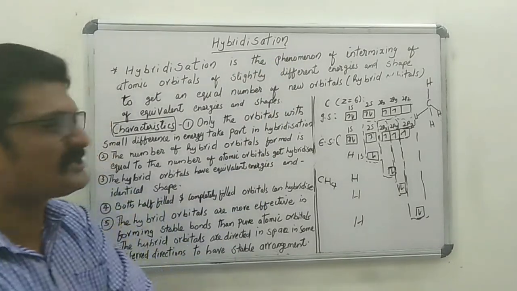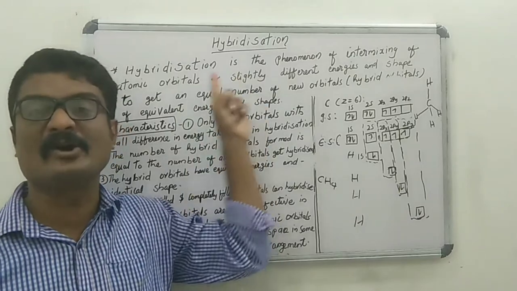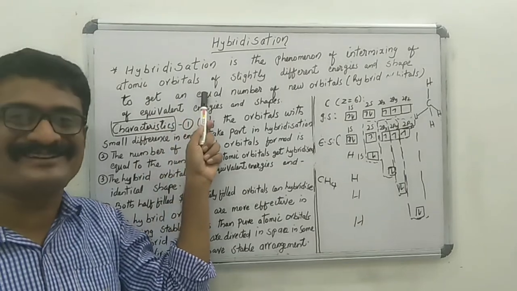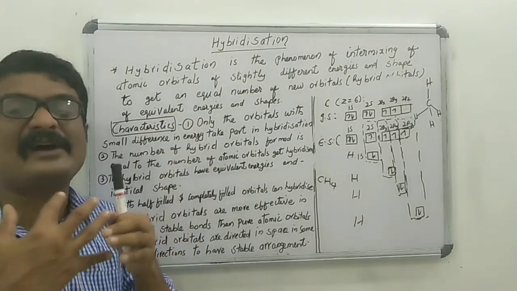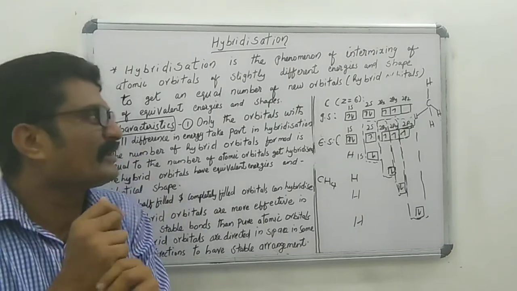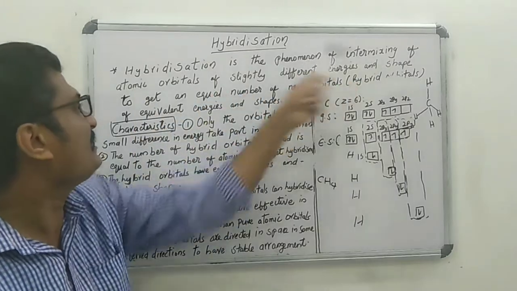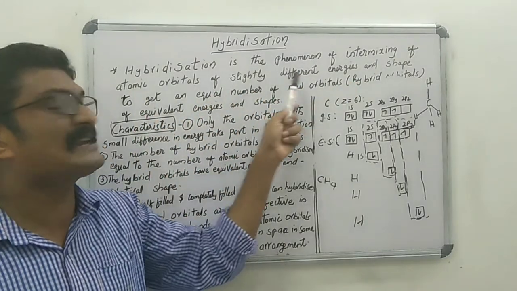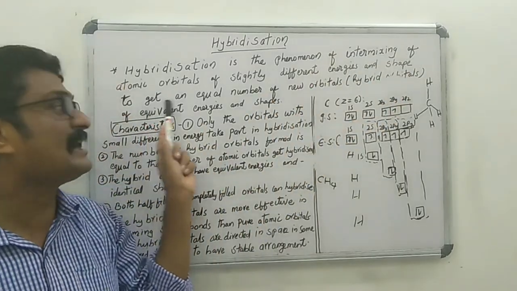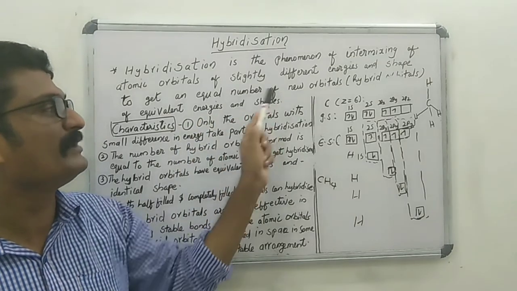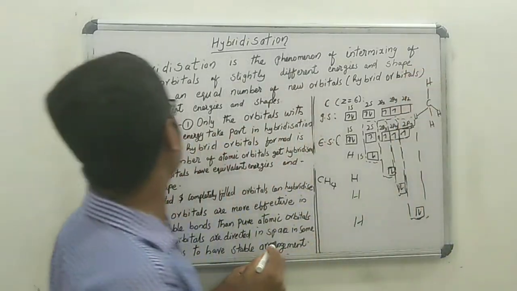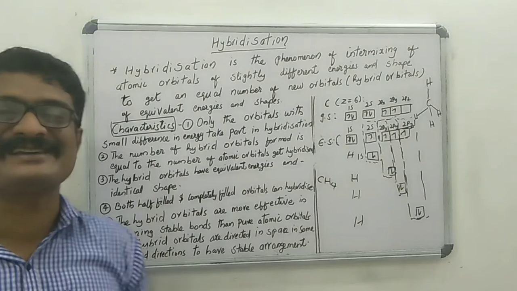definition for hybridization. Hybridization is the phenomenon of intermixing of atomic orbitals. Atomic orbitals are nothing but the electron clouds having different orientation. Hybridization is the phenomenon of intermixing of atomic orbitals of slightly different energies and shape to get an equal number of new orbitals. These new orbitals are called hybrid orbitals of equivalent energies and shapes.